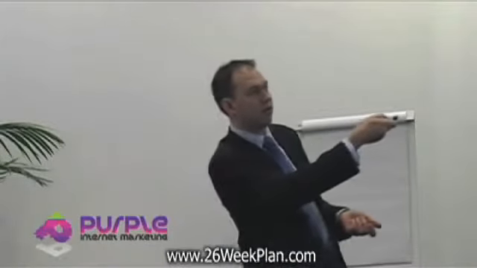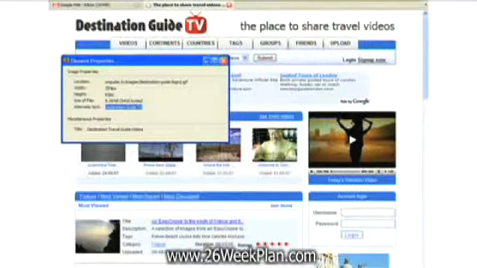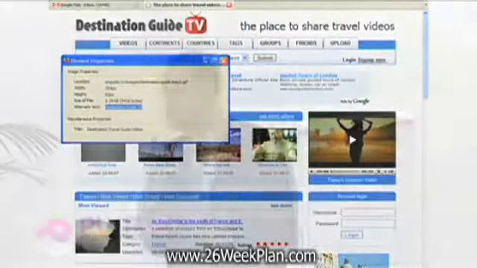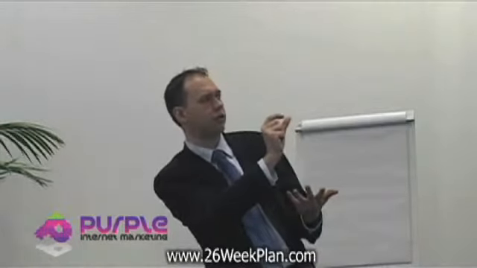Now, if I right-click on my logo there at the top and click Properties, you actually see that my alt text for that logo is just Destination Guide TV. I'm not over-optimizing my site. You can't include keyword phrases in every single area and be really hard-nosed about it. I'm helping search engines by saying, well, this is the Destination Guide TV logo.